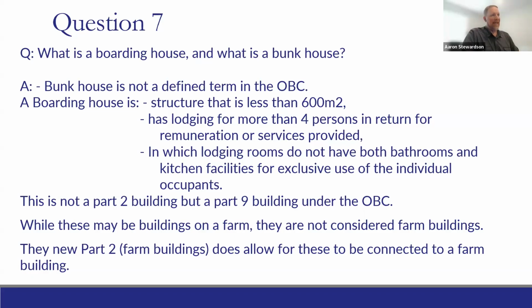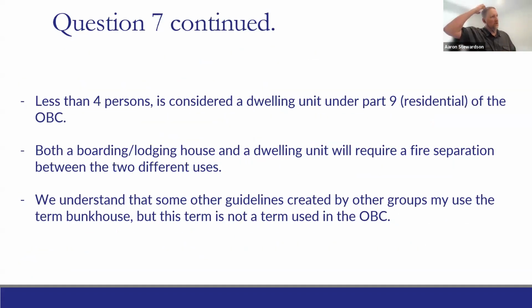Anything that is for 4 people or less is not considered a boarding house, right? It's just basically considered a dwelling unit. So just remember that these boarding houses are not farm buildings, right? These boarding houses fall under Part 3 or Part 9 of the Ontario Building Code, and they don't fall under Part 2. So there really has been no changes for boarding houses or dwelling units on farms. There's been no change except now that they're allowed to be attached to certain farm buildings, right? So we could see boarding houses now. We could see dwelling units that are attached to some other farm buildings, right? Less than 4 persons is considered a dwelling unit under Part 9.